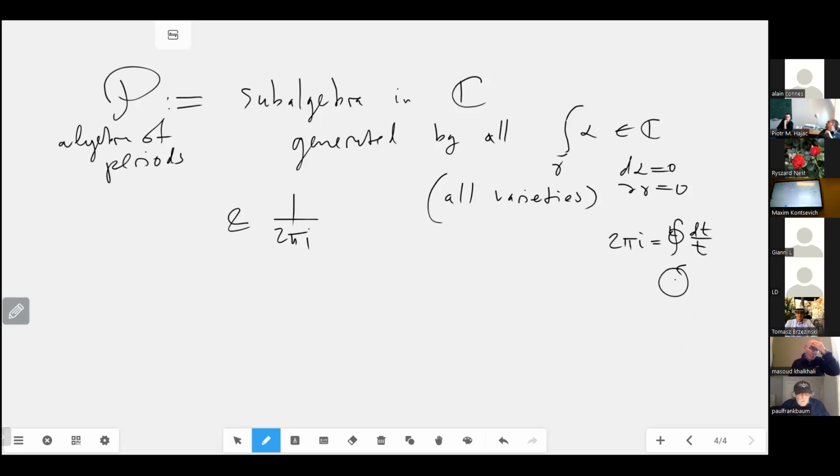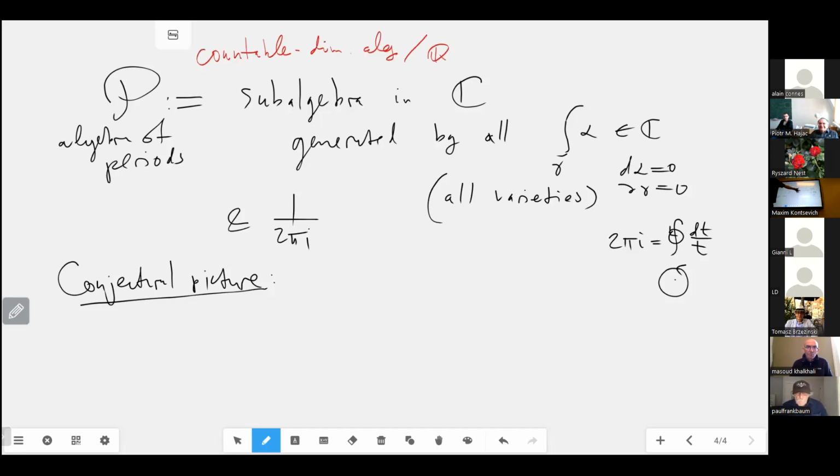And the conjectural picture about this algebra of periods is the following one. This algebra of periods is a countable dimensional algebra over rational numbers. Countable dimension because there are countably many varieties over rational numbers, and then we have finite dimensional choices for forms and cycles. If you get a countable dimensional algebra, it's a limit of finitely generated algebras. So if you consider the spectrum of this algebra, it is a projective limit of some finite dimensional varieties or schemes over Q.